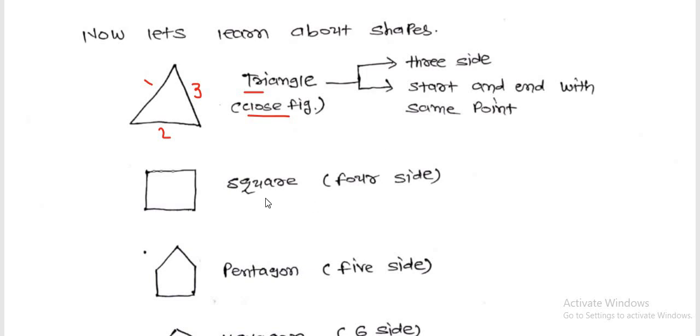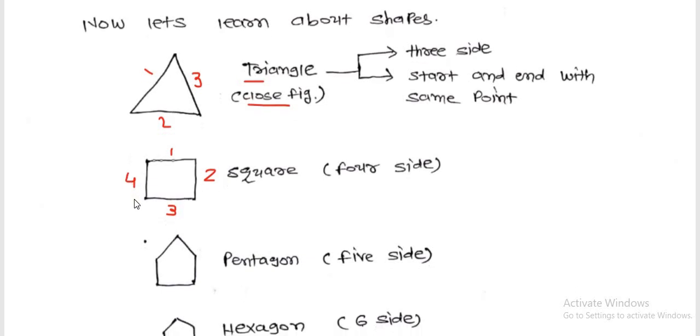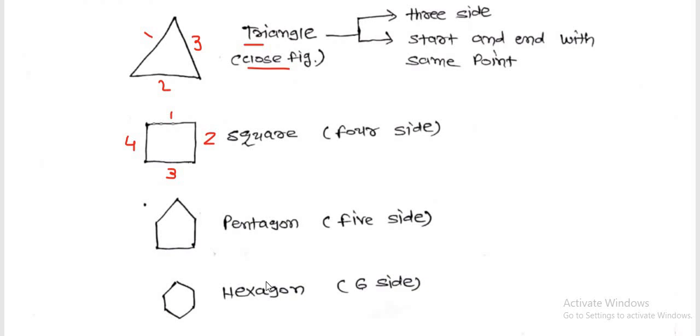Next, square. This shape is known as a square. It has 4 sides as well as 4 angles. We can count these 4 sides. First, second, third and fourth. In the same way, we have a new shape, a pentagon here.